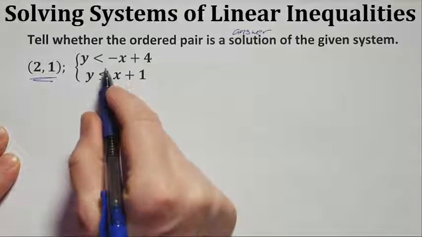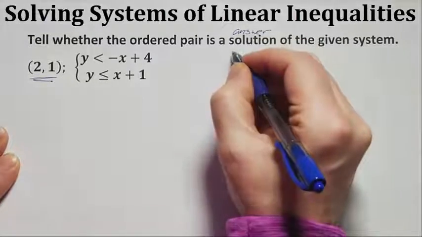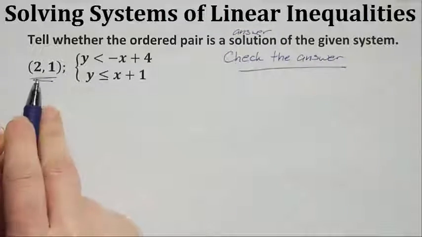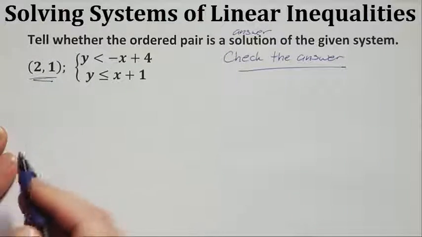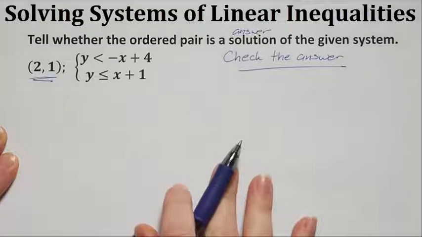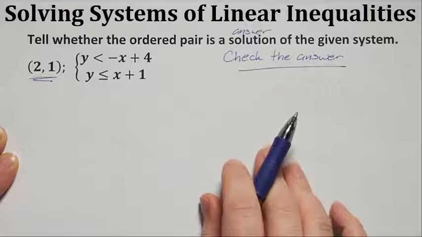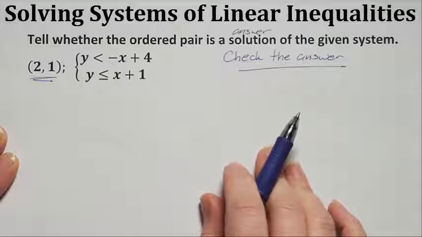This is our given system. So this is basically just them telling us to check the answer that they gave us. Is this answer that they gave us the actual answer? This is the process that you would use to check your answer each and every time you think you found an answer when we go on to the next method.